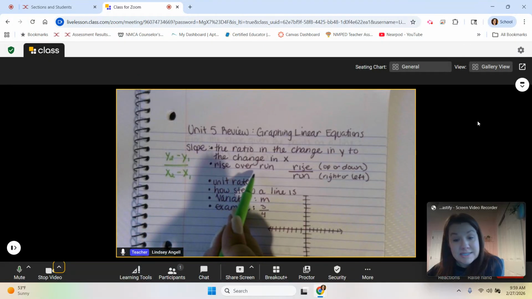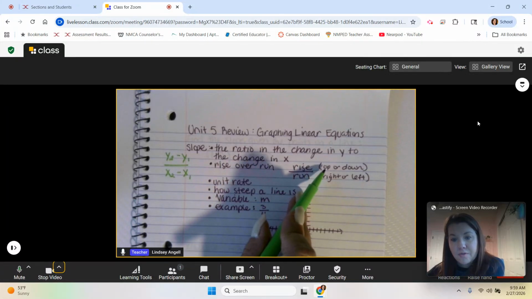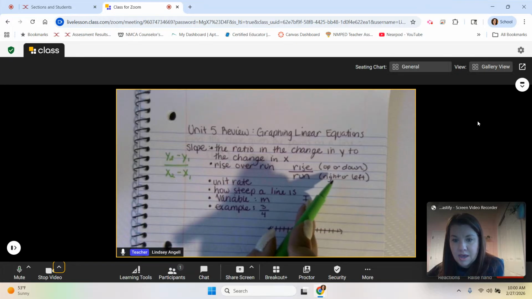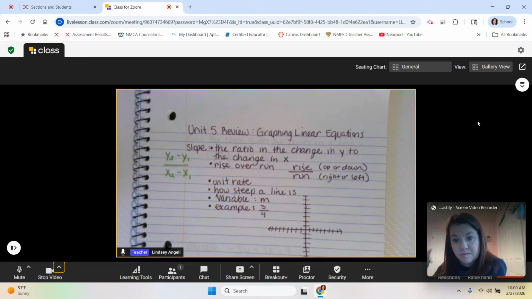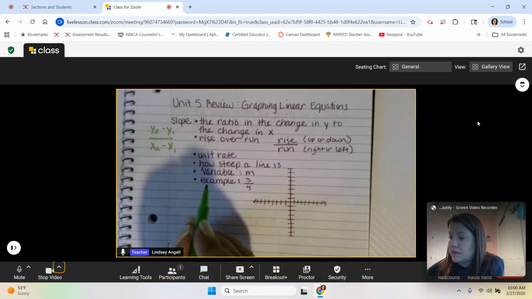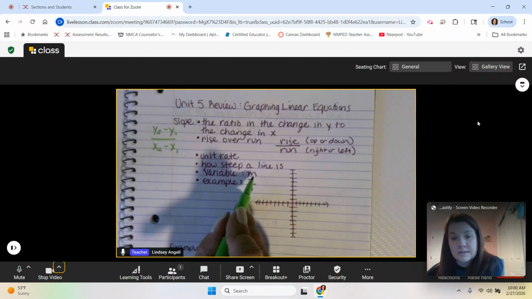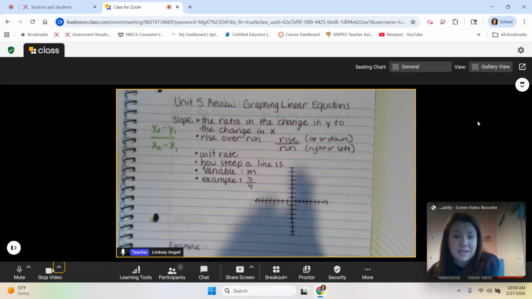I think the easiest thing to do is use rise over run. It's how far up or down am I going, and then how far to the right or to the left am I going? You can also think of it as a unit rate, which is dividing your y value by the x value so that the x is equal to 1. It's also how steep a line is. The variable that represents slope is the letter m. Don't ask me why, I don't know. That doesn't really make sense to me either.